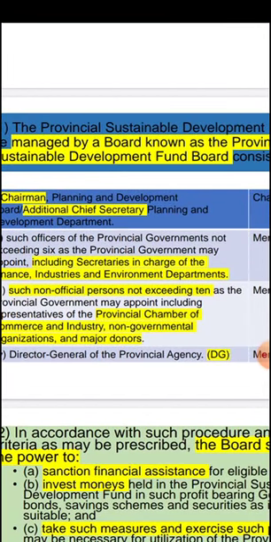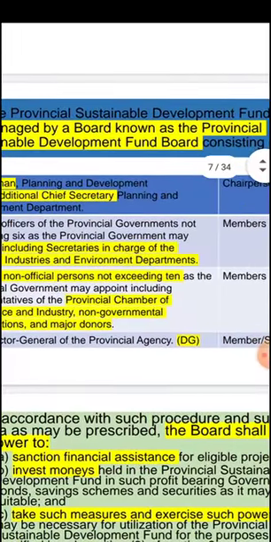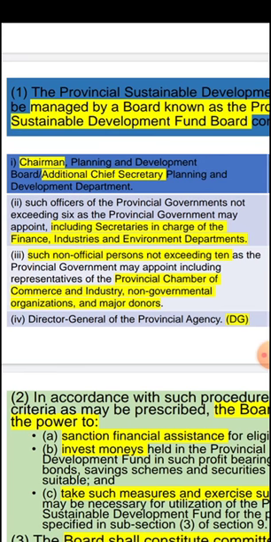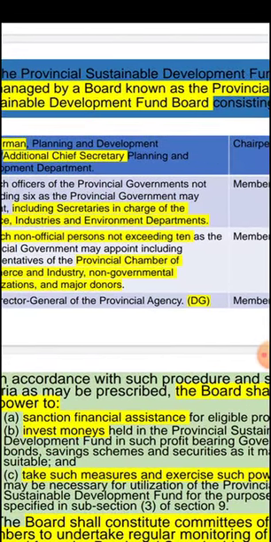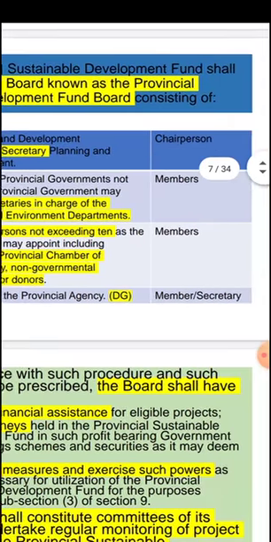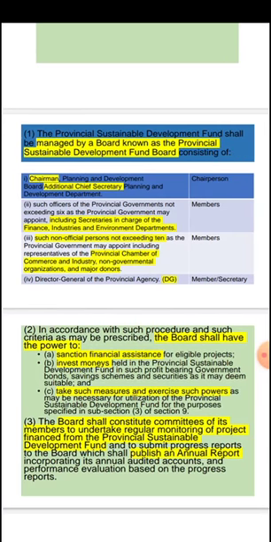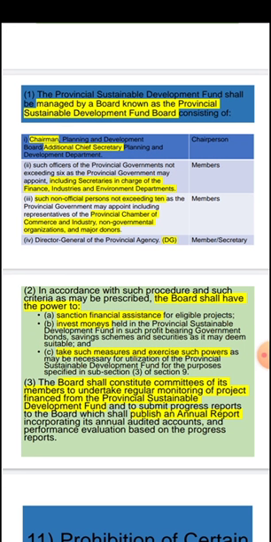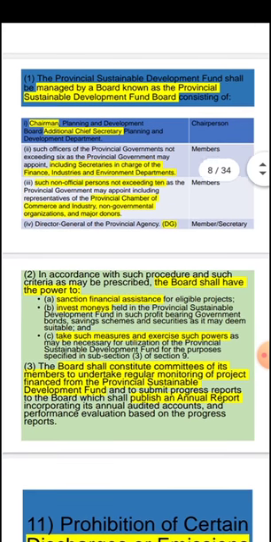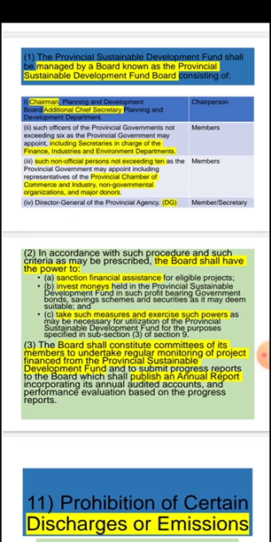And then non-official persons will be included, which will be from the Chamber of Commerce, industry, NGOs, and donors. And finally, the DG of the Environment Protection Agency or provincial agency will be the member and secretary of this board. So this was something about the management of this fund. Now, what are the powers allocated? In accordance with such procedure and such criteria, the board shall have the power to sanction financial assistance for eligible projects, invest money, and take such measures and exercise such powers as necessary for utilization of the Provincial Sustainable Development Fund.